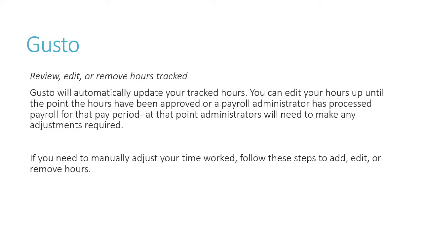If you need to manually adjust your time worked, follow these steps to add, edit, or remove hours. First, sign into your dashboard. Click View Pay Period in the Time Tracking tile on your dashboard or click the Time Tracking tab. Confirm the pay period selected is the one for review. To edit, click the pencil icon next to the day of the week. Here, you can add, edit, or delete misreported hours as needed. If mandated by your employer, you will be required to leave a note when making edits to your hours and/or to identify if a break was taken.